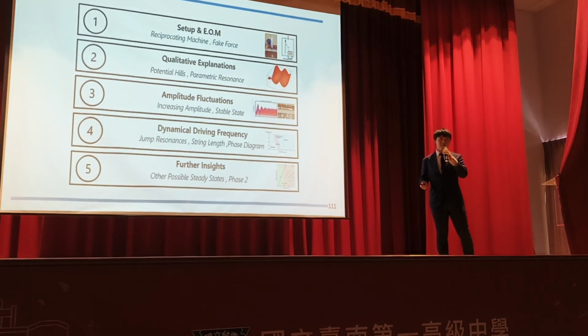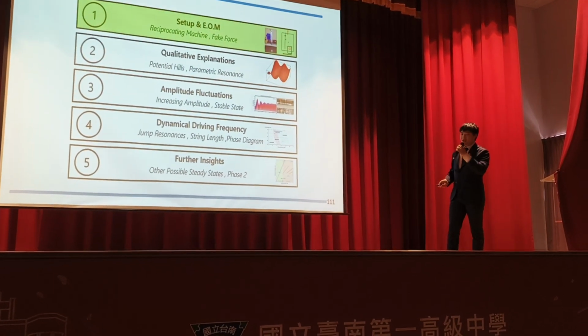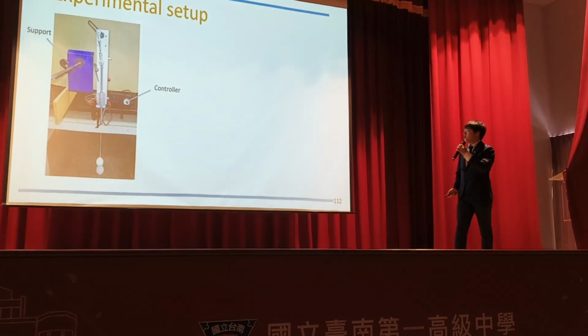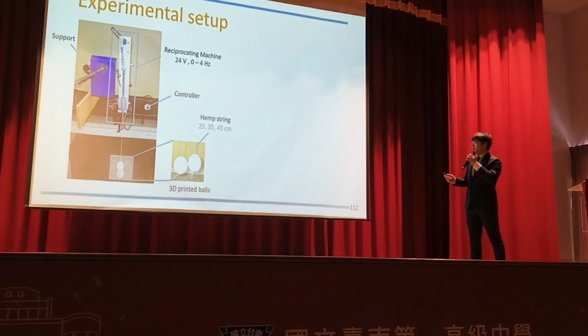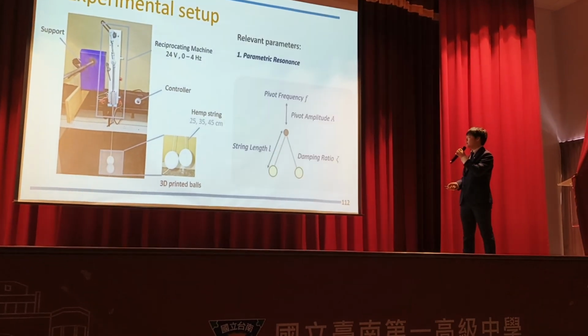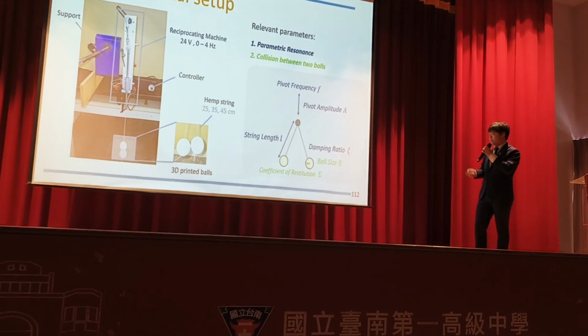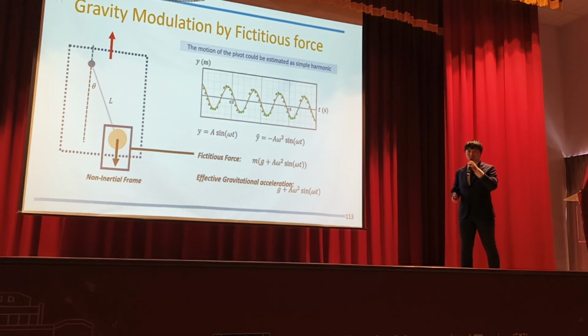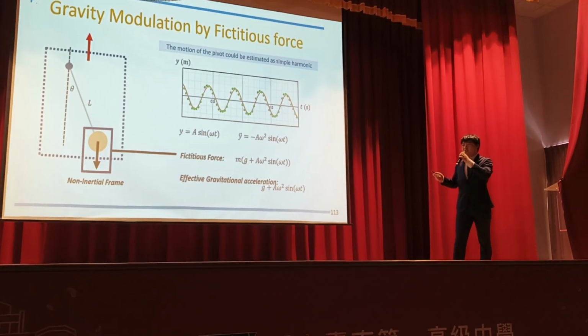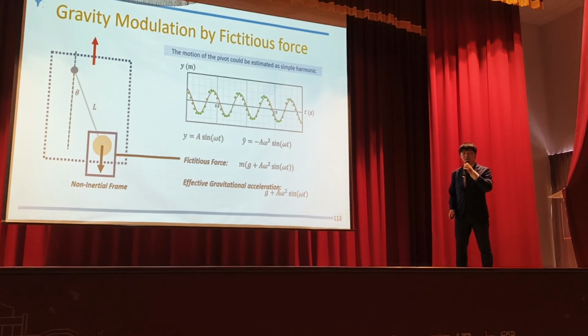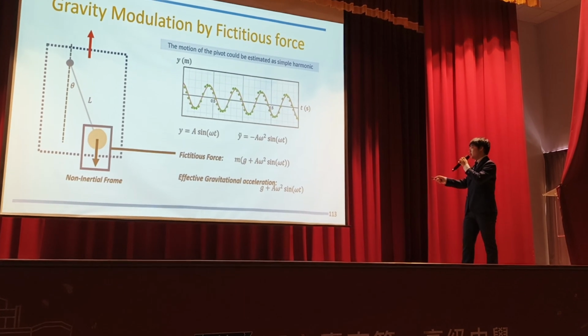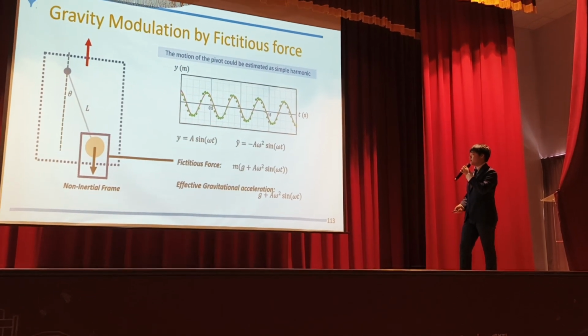This is a full overview of my presentation, and let us begin with the setup and equations of motion. We use a reciprocating machine with hamstrings and 3D printed balls. Here are the contributing factors. We first assume the motion of the pivot can be estimated as a simple harmonic. Then, through the second derivative, we can get the effective gravitational acceleration.